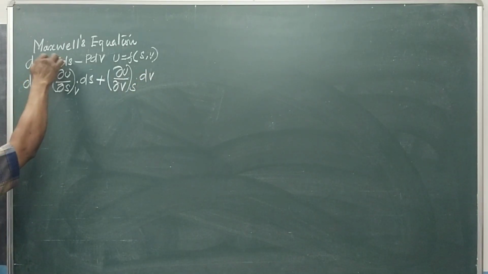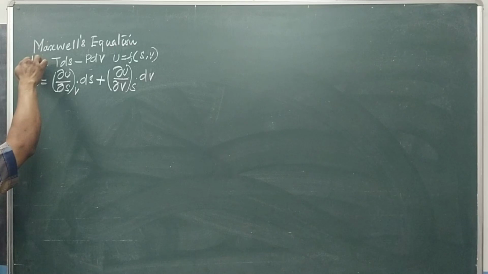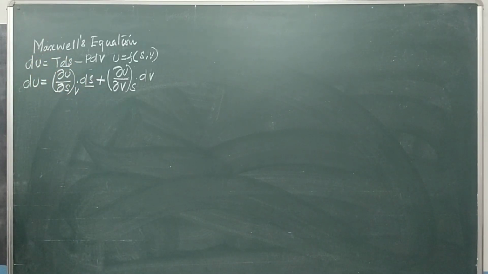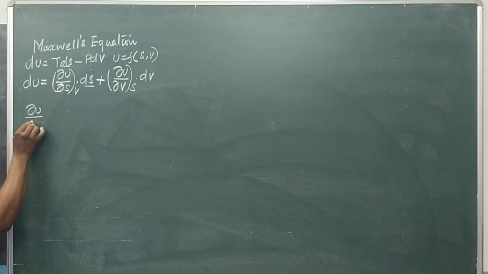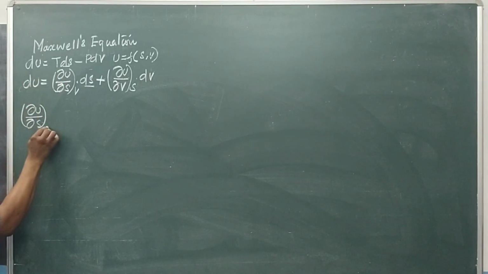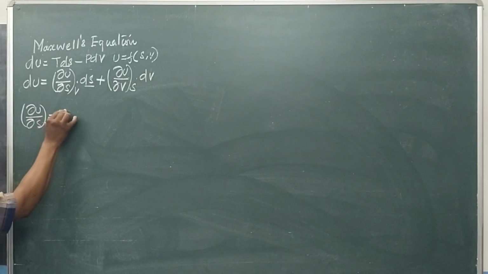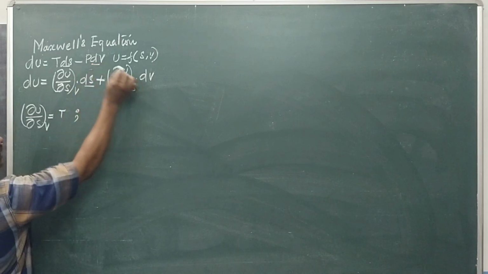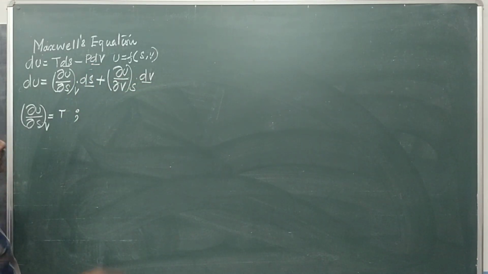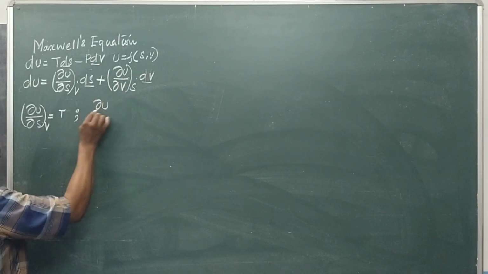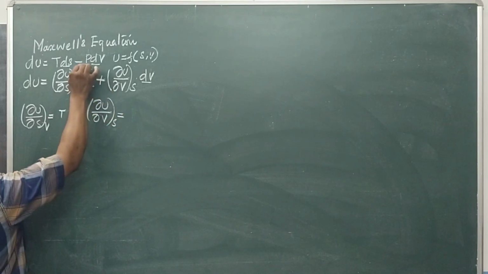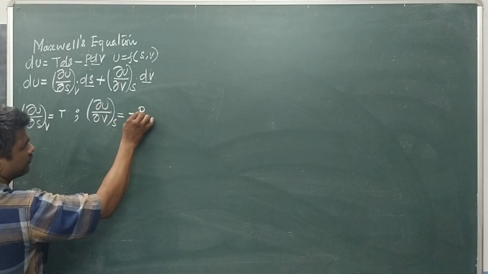See this equation: the total change in internal energy is equal to TdS minus PdV. So dS is common. Hence I am going to write (∂U/∂S) at constant volume is equal to T. Similarly, dV and dV are the same. (∂U/∂V) at constant entropy is equal to minus P.